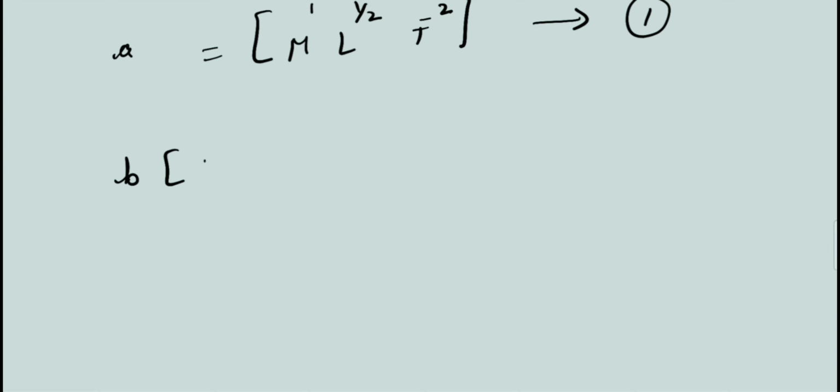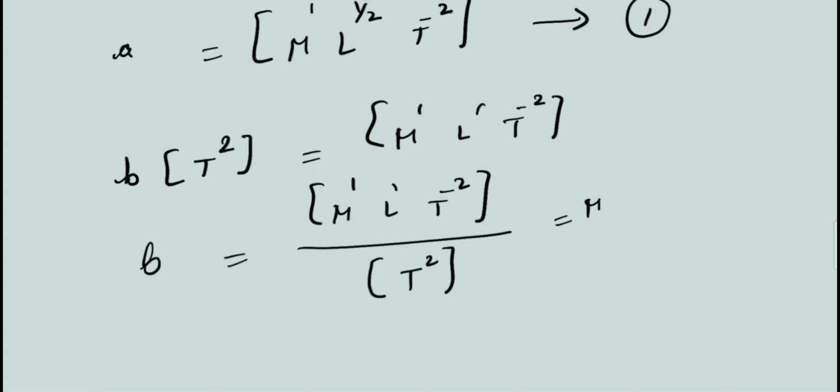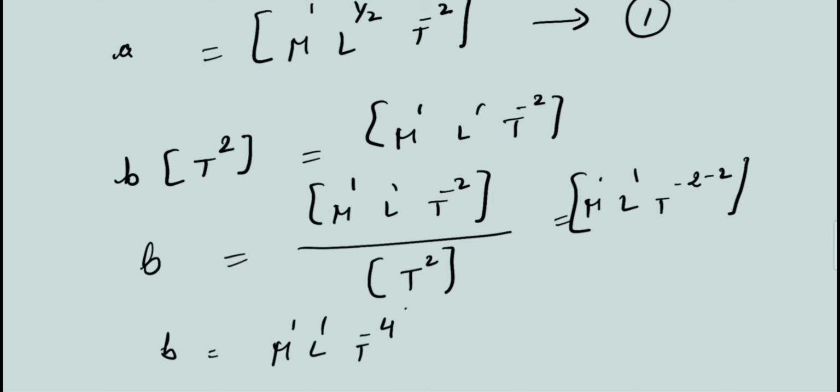Next, b t square is also equal to force, M1 L1 T raised to power minus 2. So b is equal to M1 L1 T raised to power minus 2 divided by t square. So this will become M1 L1 T raised to power minus 2 minus 2. So b is equal to M1 L1 T raised to power minus 4.